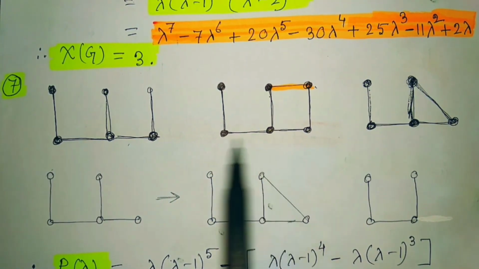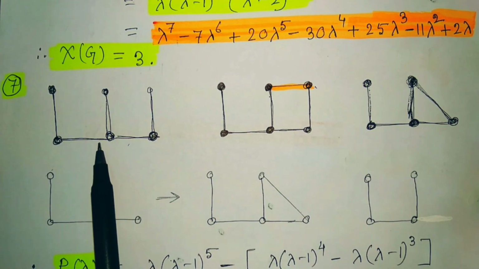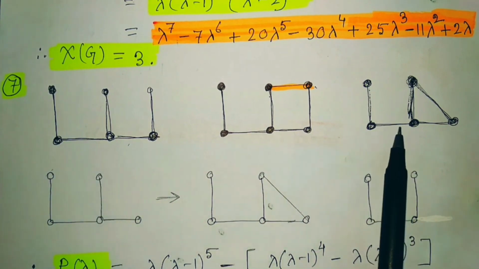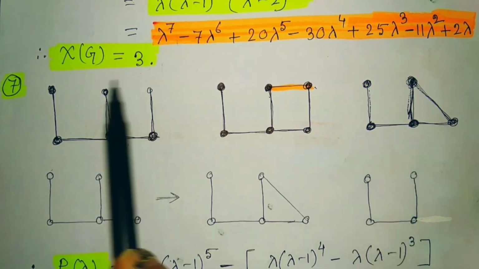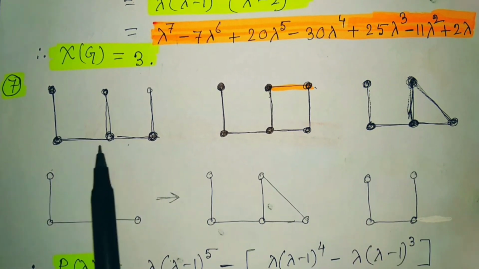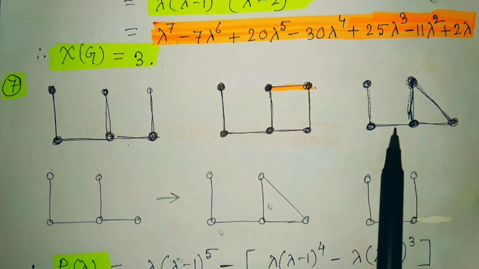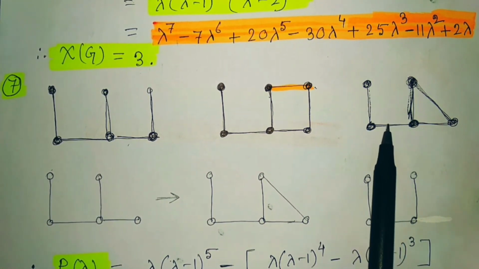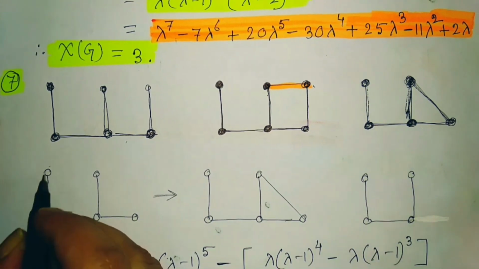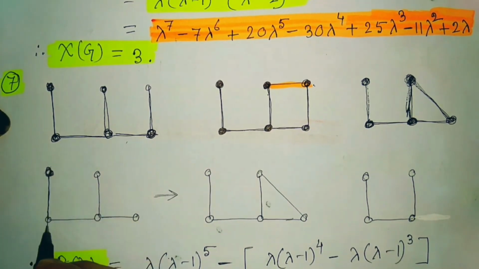That can be found by subtracting the chromatic polynomial of this graph minus the chromatic polynomial of this graph. This one is a tree, so its chromatic polynomial is very simple. But this one is not a tree, so for this graph we should find the chromatic polynomial, because it is neither a tree nor a complete graph. So now we should think that the graph is this one.